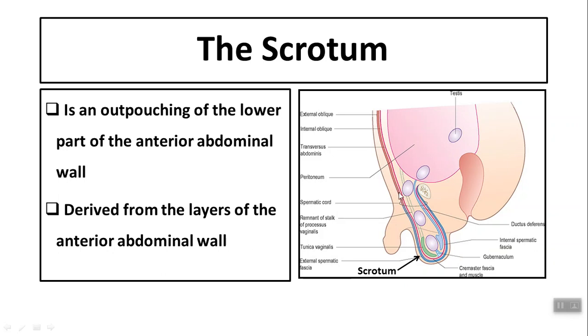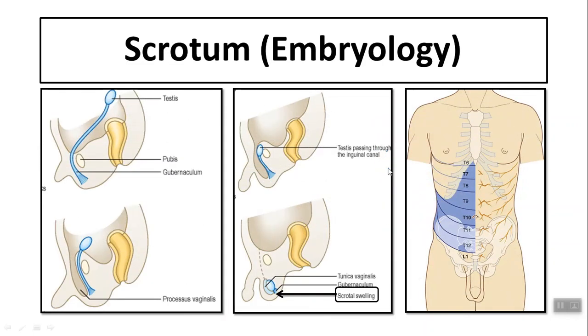It is derived from the layers of the anterior abdominal wall. It is derived from the same layers of the lower part of the anterior abdominal wall. It is formed during the descent of the testis.